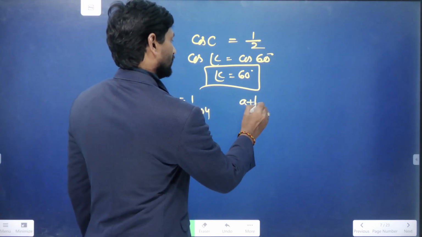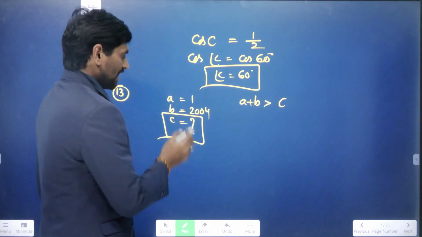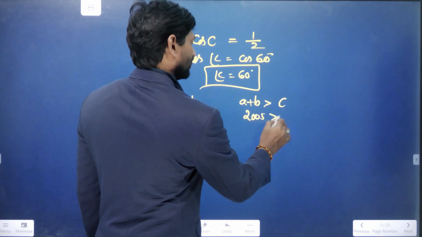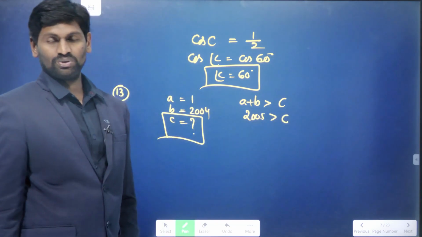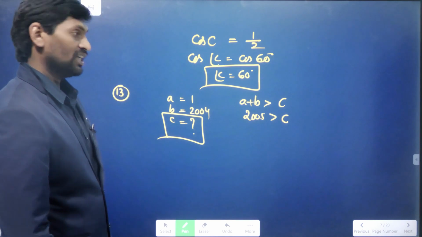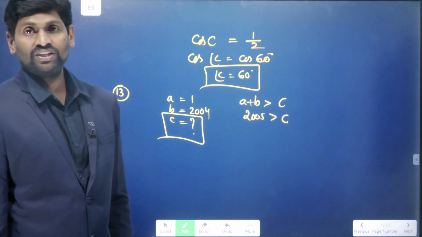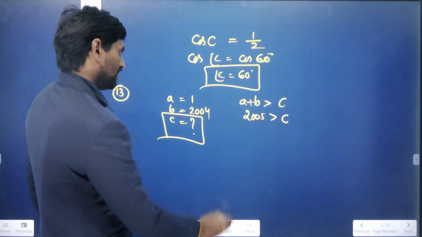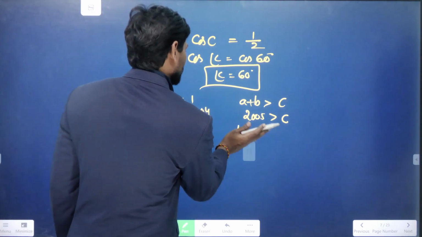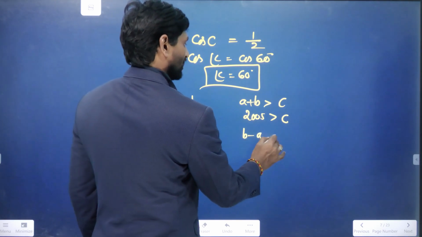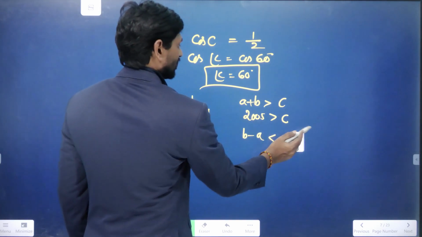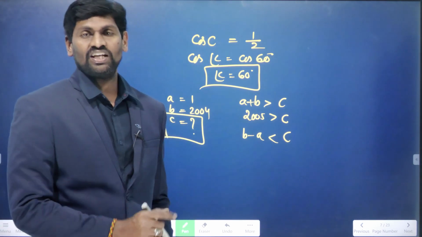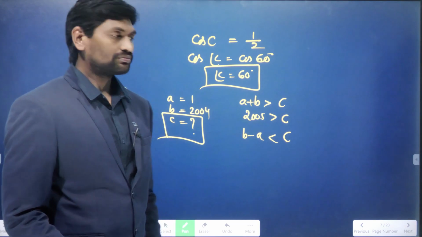That means A plus B should be greater than third side. So add both of them. 1 plus 2004 is nothing but 2005. So third one must be less than 2005. And coming to the third property of a triangle, difference of any two sides must be less than the third side. That means A minus B or B minus A is less than C. Because of the third property, difference of any two sides must be less than the third side. Then only the possibility of triangle formed.